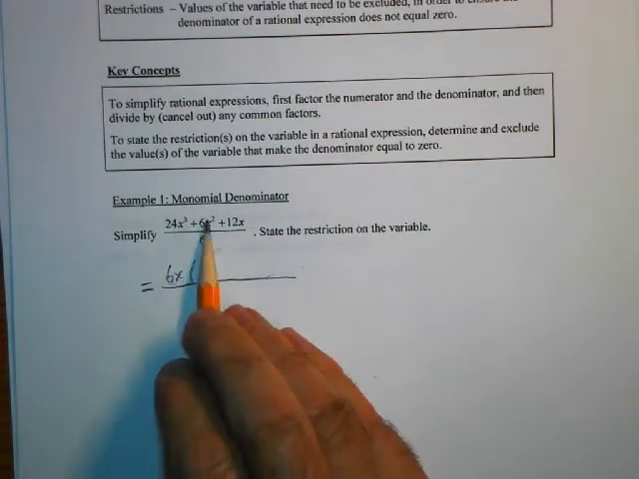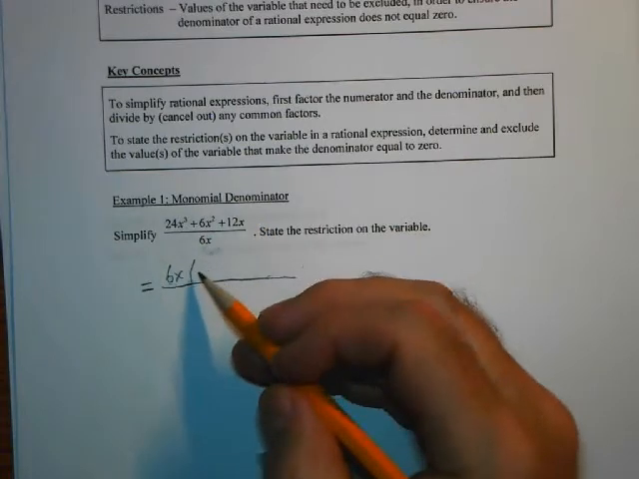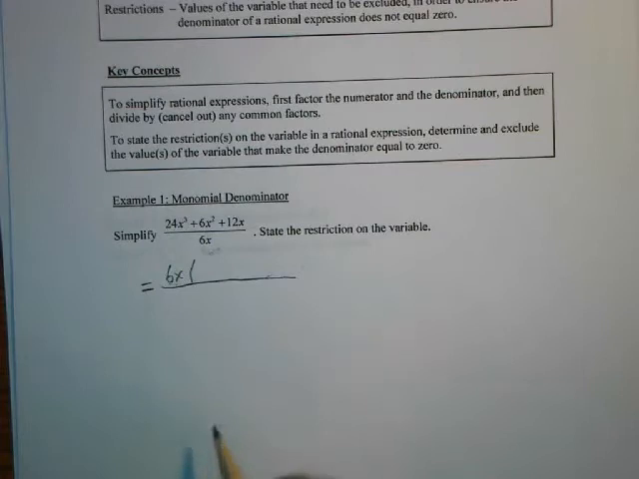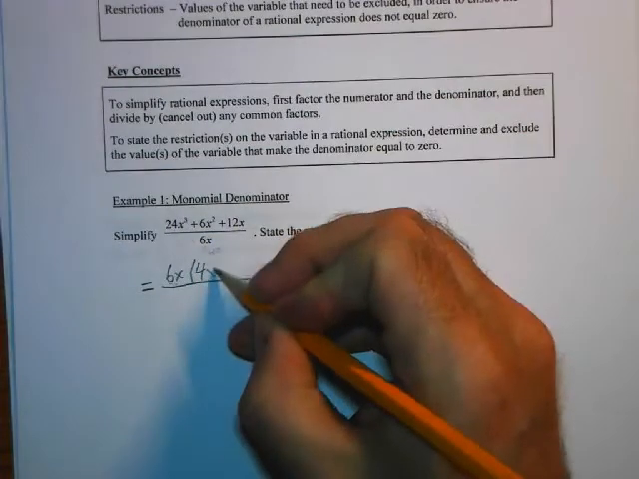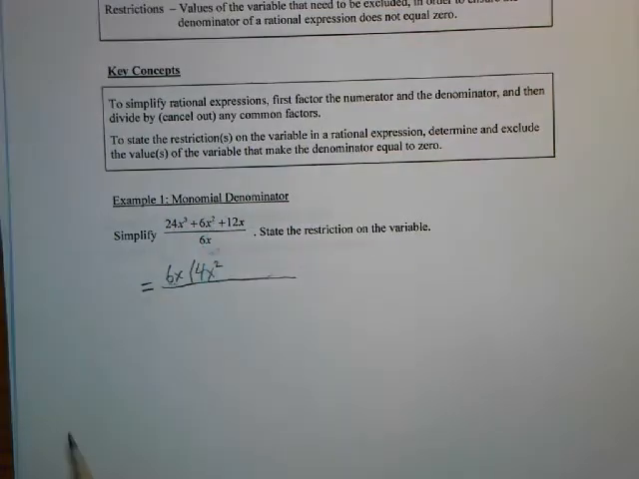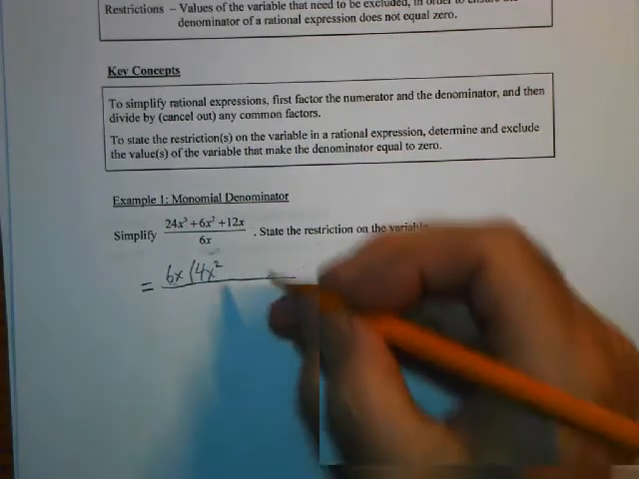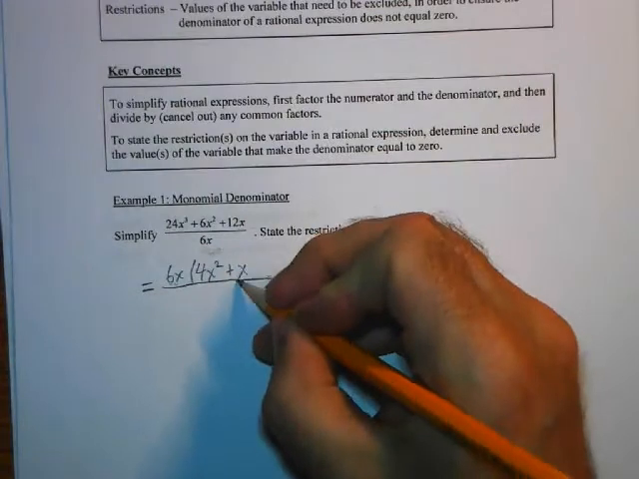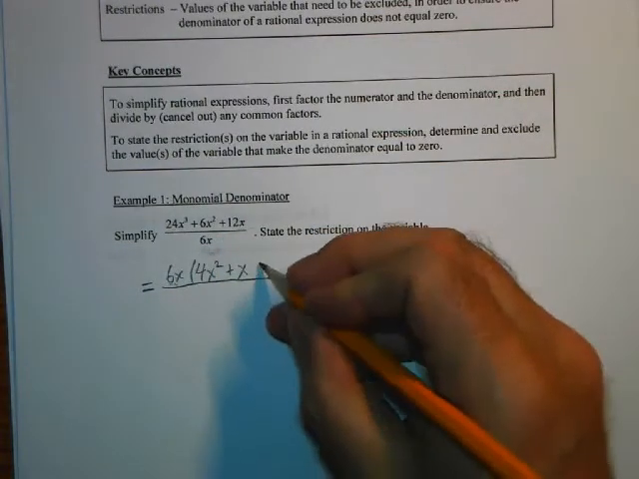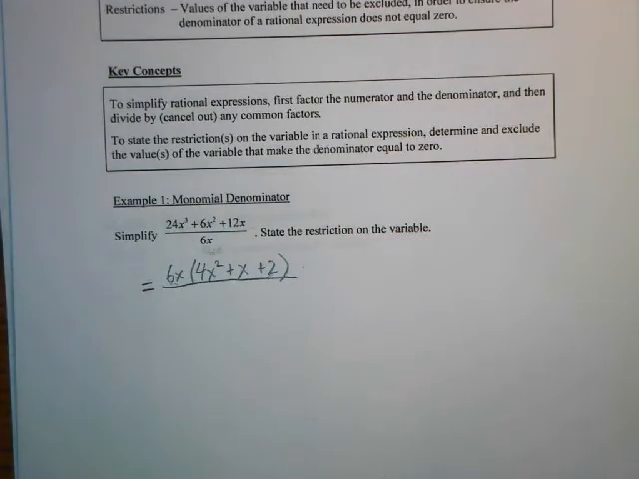So if I divided each of these by 6x, or if I thought to myself, what do I have to multiply 6x by to get 24x cubed? That would be 4x squared. And what would I have to multiply 6x by to get 6x squared? Well, that's just one more x, so plus x. And then what do I have to multiply 6x by to get 12x? That's just a 2. Okay?